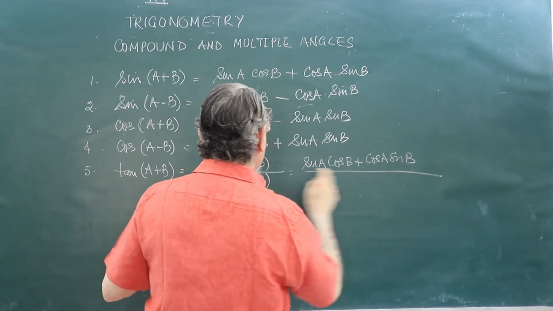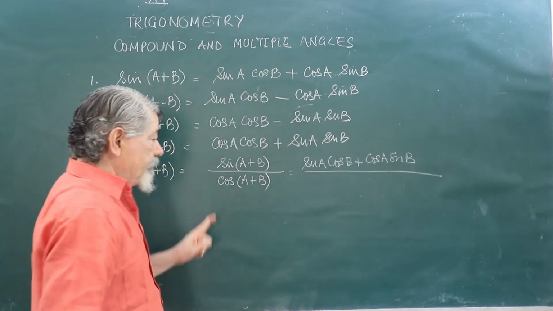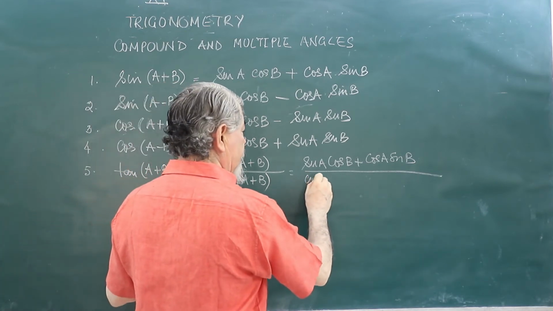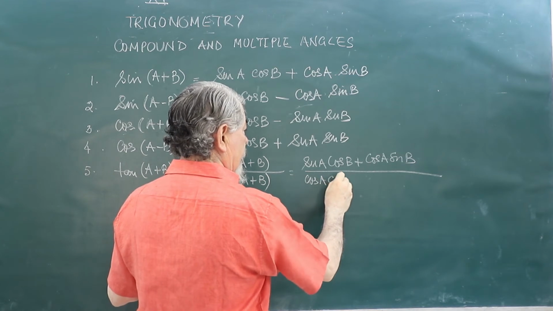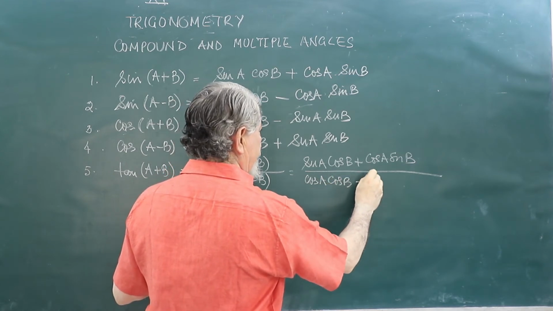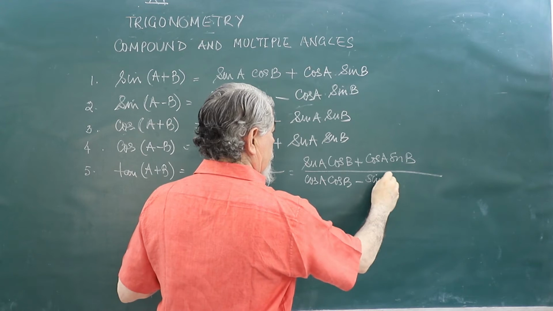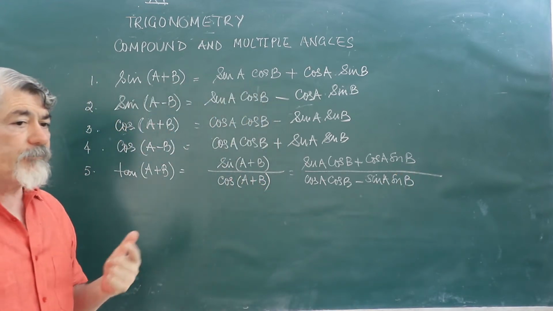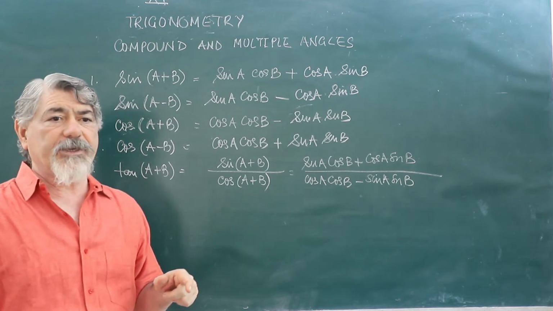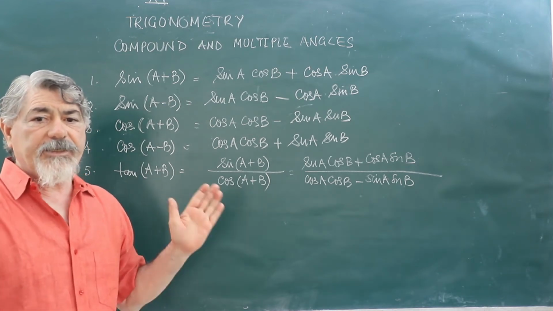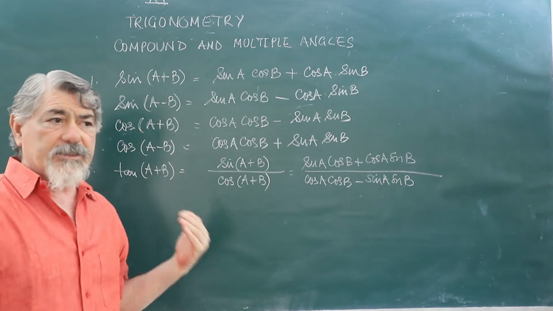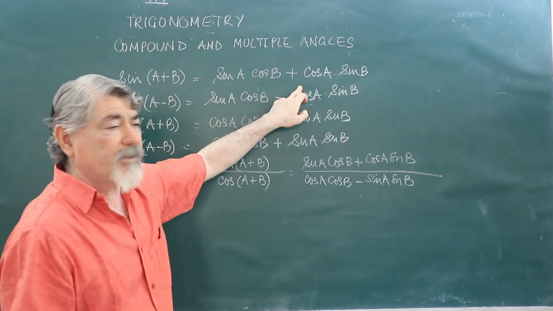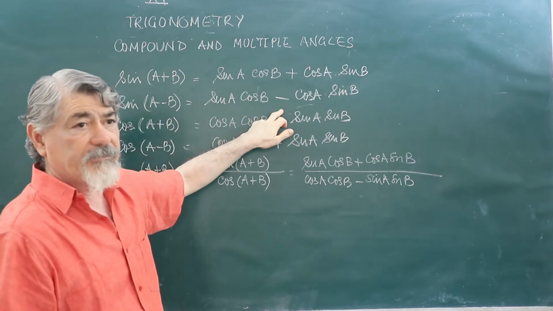Sin cos, cos sin, plus. When it is cos A plus B, it will be cos A cos B minus sin A sin B. These are the two things which you have to remember, very important. In both the sine formulas, whether it is A plus B or A minus B, it is sin cos, cos sin, and if it is A plus B, the sign remains plus. If it is A minus B, the sign remains minus.